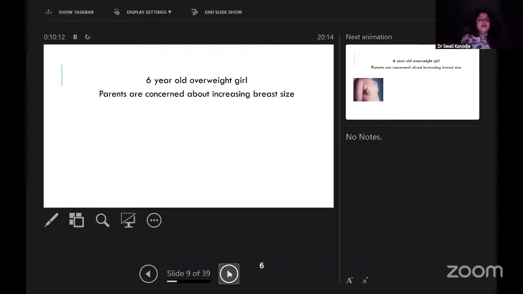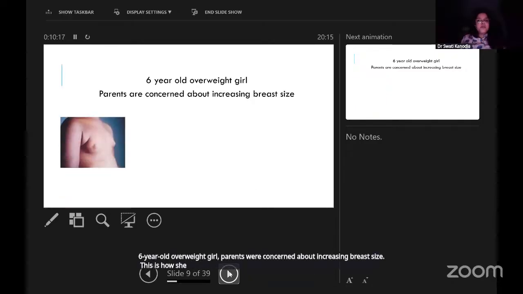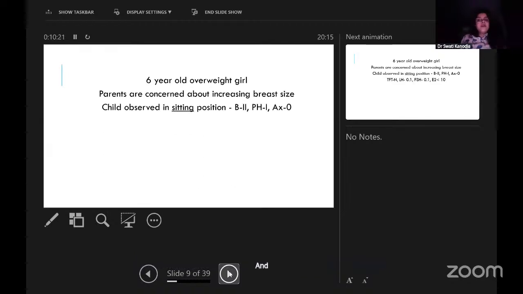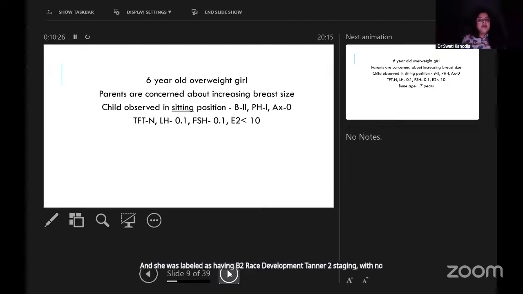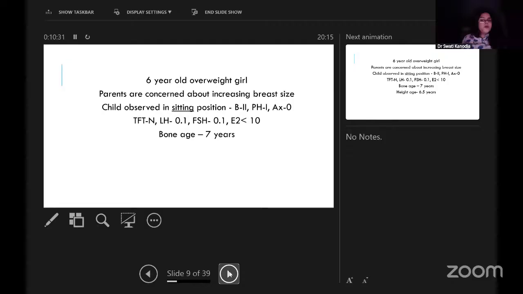A 6-year-old overweight girl, parents were concerned about increasing breast size. This is how she looked when she was in the sitting position. And she was labeled as having B2 breast development, Tanner 2 staging, with no pubic hair or axillary hair. Investigations were done, which all turned out to be prepubertal, bone age of 7 years, behind, considered to be normal in any child, unless it is progressing very fast. Height age of 6.5 years.